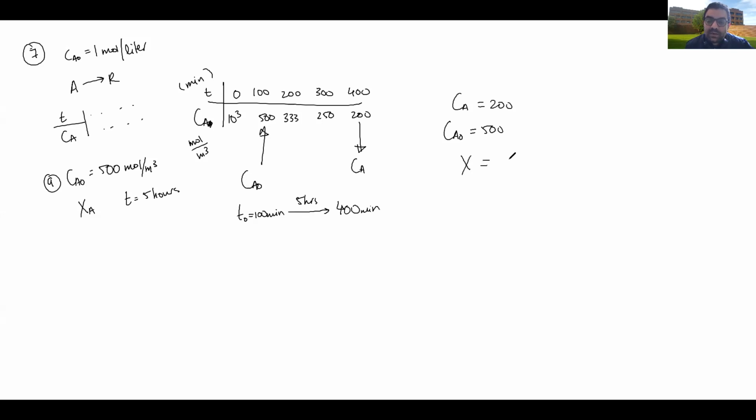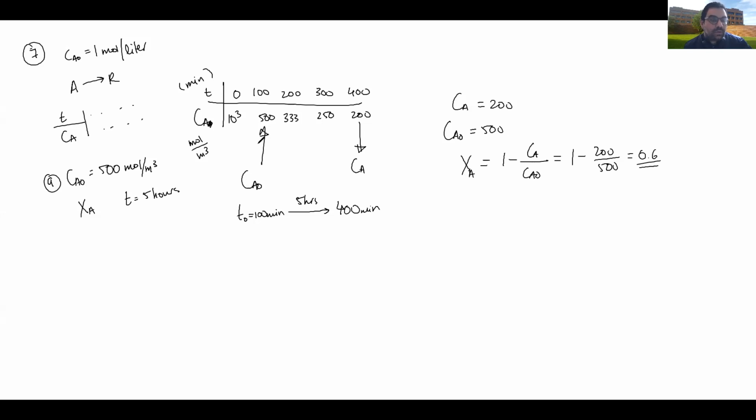So I know my CA, and I know my CA naught. XA is 1 minus CA divided by CA naught, 1 minus 200 divided by 500. And what's this number going to be? It's going to be 0.6, right? So this is your conversion.